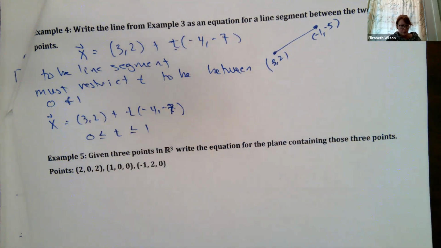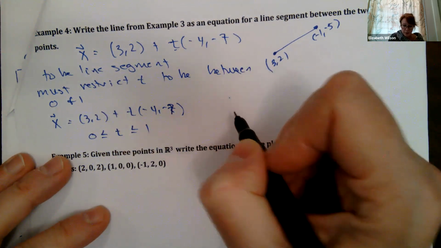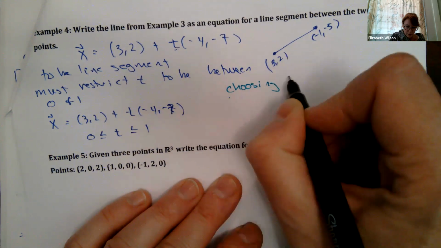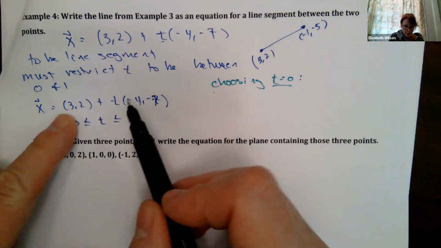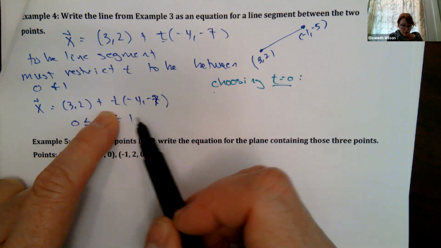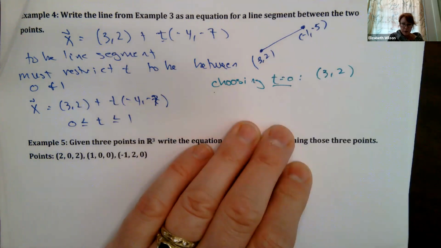Now, why did I restrict it between 0 and 1? The reason is that choosing t equals 0 and t equals 1 will give me the endpoints. Let's plug in t equals 0. If I go 0 times minus 4, 7, I'm going to get a 0. So the point that I get is just equal to 3, 2. That's this endpoint right there.